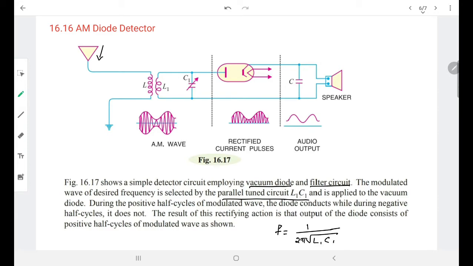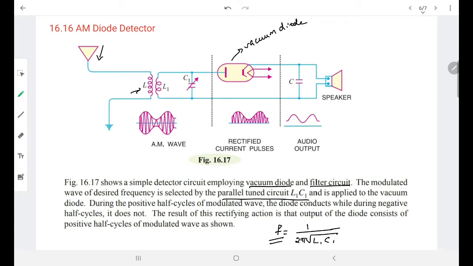By properly setting or designing the values of L1 and C1, we can choose the desired frequency needed to receive. The incoming signal contains a lot of frequencies, but we need only the desired frequency, and we can receive it using this tuned circuit L1 C1. There is a transformer here. From the primary of the transformer, by mutual induction, we get the signal to L1, and L1 C1 selects the desired frequency, which is applied to a vacuum diode. So this is a vacuum diode.